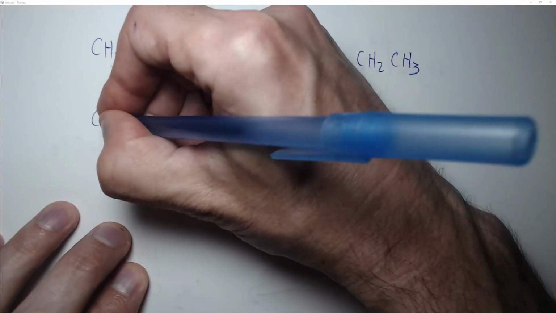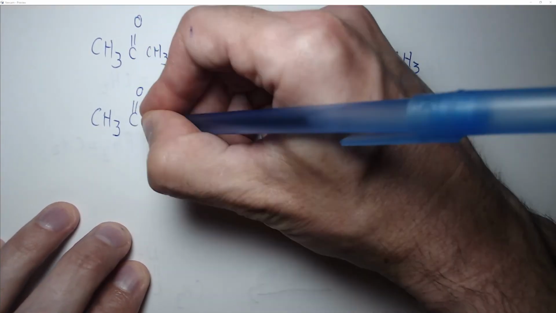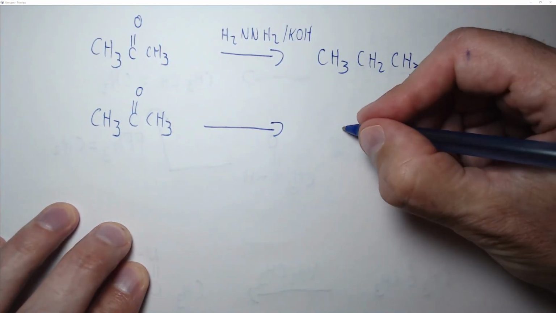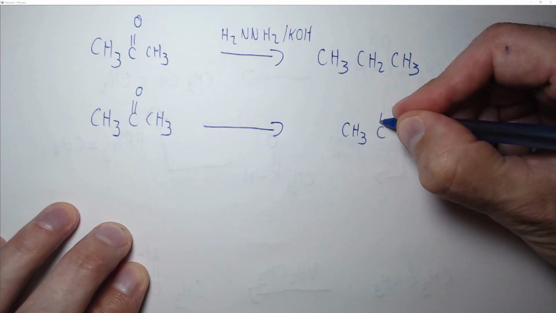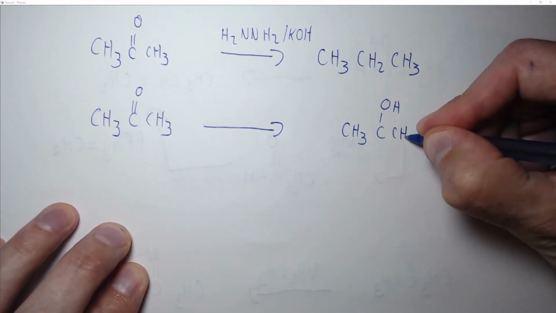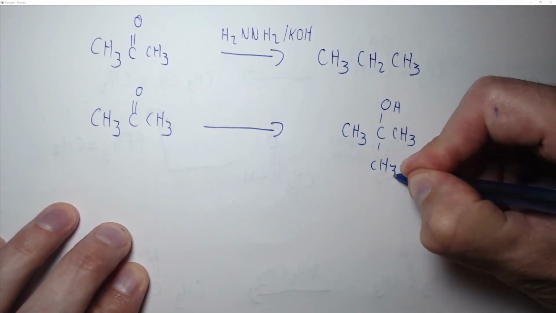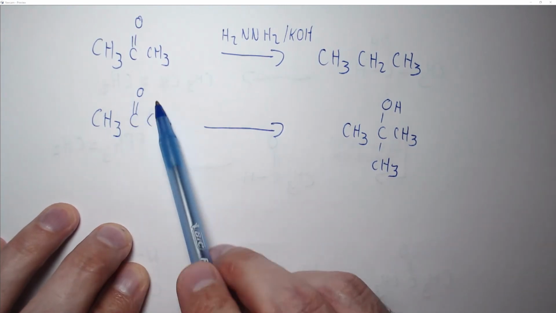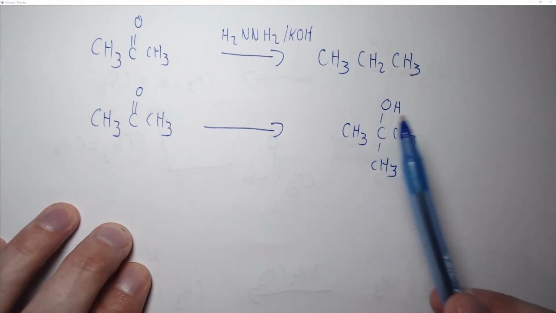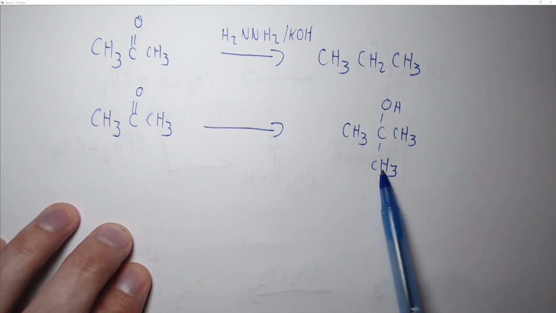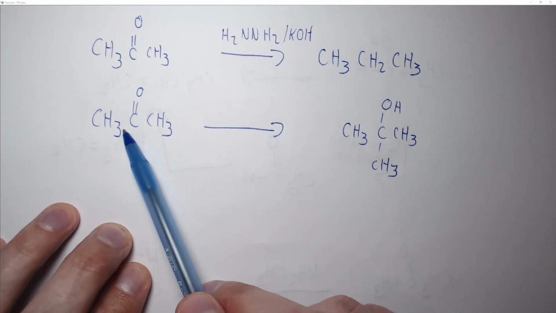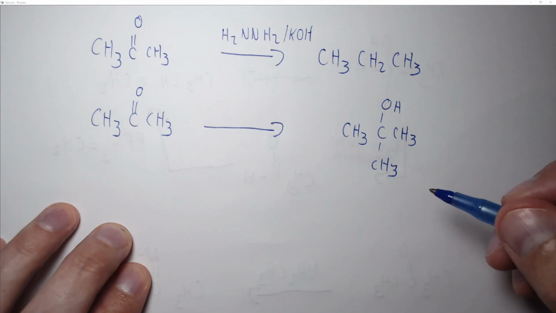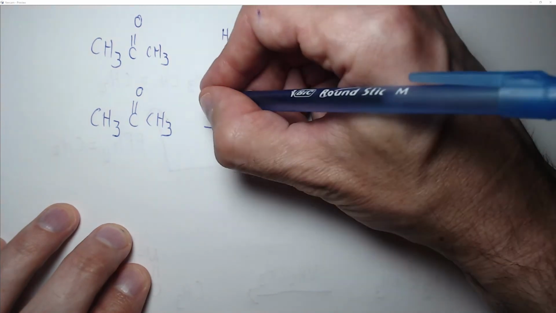Finally, we have CH3, C double bond O, CH3, and we want to make this molecule: CH3, C, OH, CH3, CH3. What's the difference between these two molecules? Well, I've converted from a ketone into an alcohol, and I've also added a methyl group, which means I needed that methyl group to attack and kick that up there. What is the way to get an alkyl group here? The way to get a methyl group is Grignard.